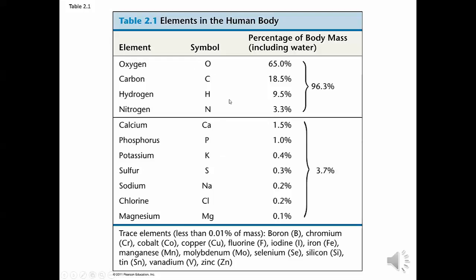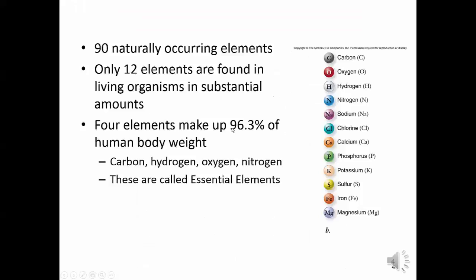Oxygen, carbon, hydrogen, and nitrogen are elements that are the most common in the human body. There are 90 naturally occurring elements, but only 12 are really very substantial in a living thing, and 4 make up 96% of human body weight: carbon, hydrogen, oxygen, and nitrogen. We call these the essential elements. If you were to sell all the elements in your body, you would make a whopping $1 or $2. So nothing terribly rare or expensive in the human body in that case.